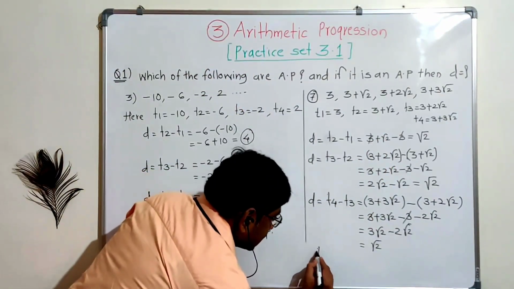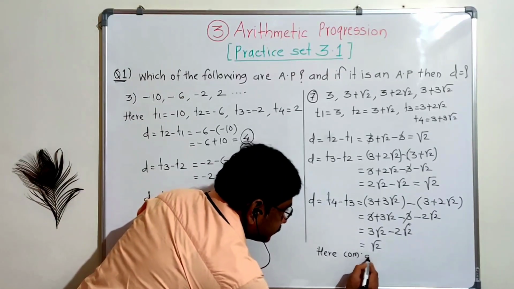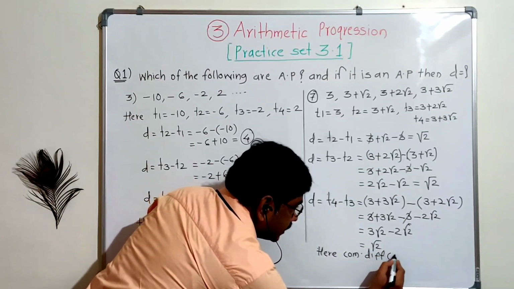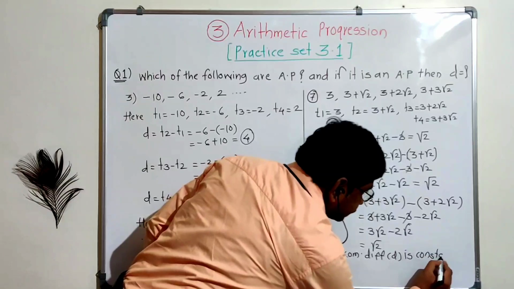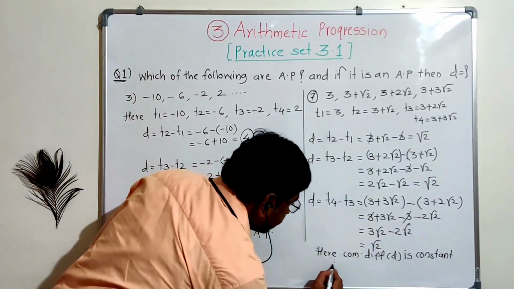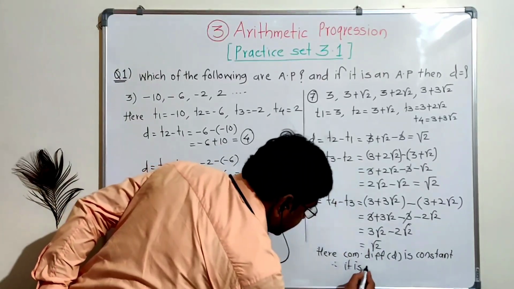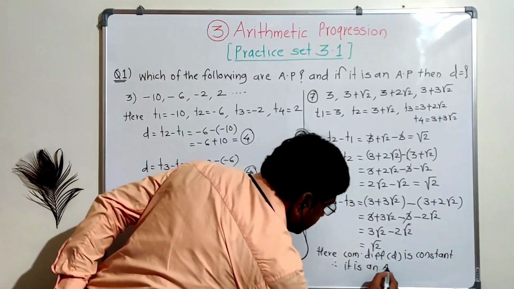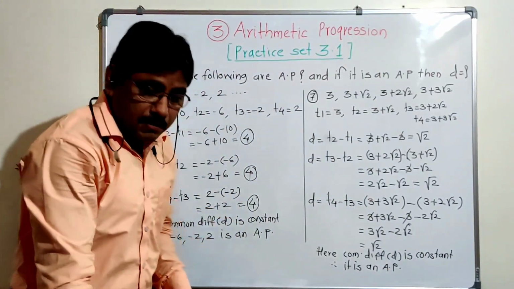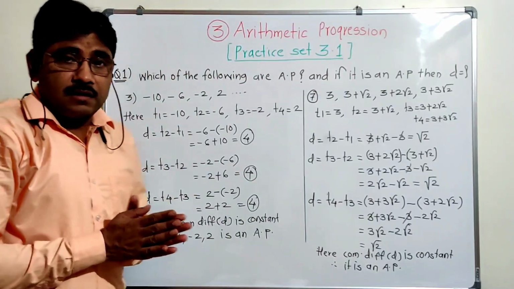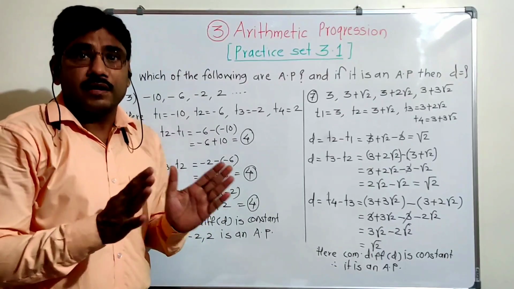So what is our conclusion? Here common difference D is constant, and therefore we can write the sequence is again an AP. It is an AP. So in this way, in question number 1, we can decide whether the given sequence is an AP or not an AP.